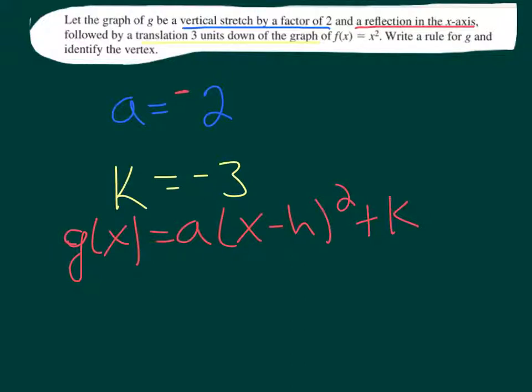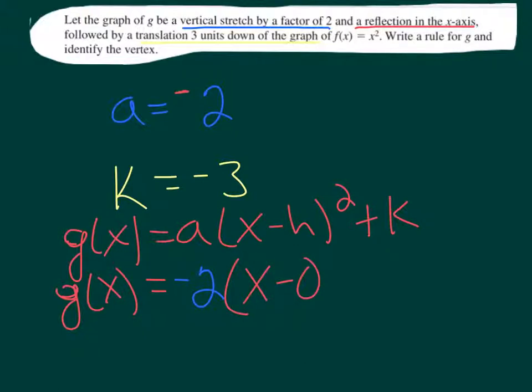So we have our vertex form here, and now all we have to do is plug these values in. So I have g of x equals, and we know our a value is -2, so we plug that in right here, and then it's going to be x minus, well, we don't have an h value, do we? So we can just say 0. If there's no h value, it's just 0. And then the k value, we know that the k value was -3.